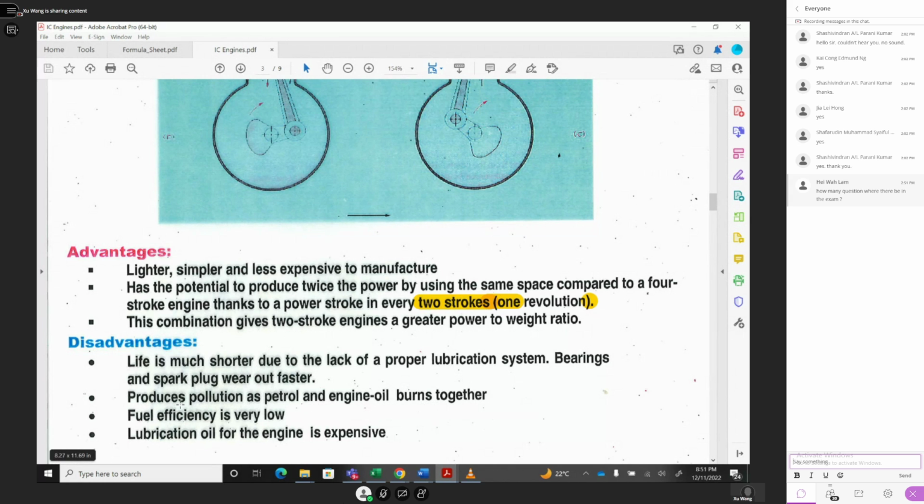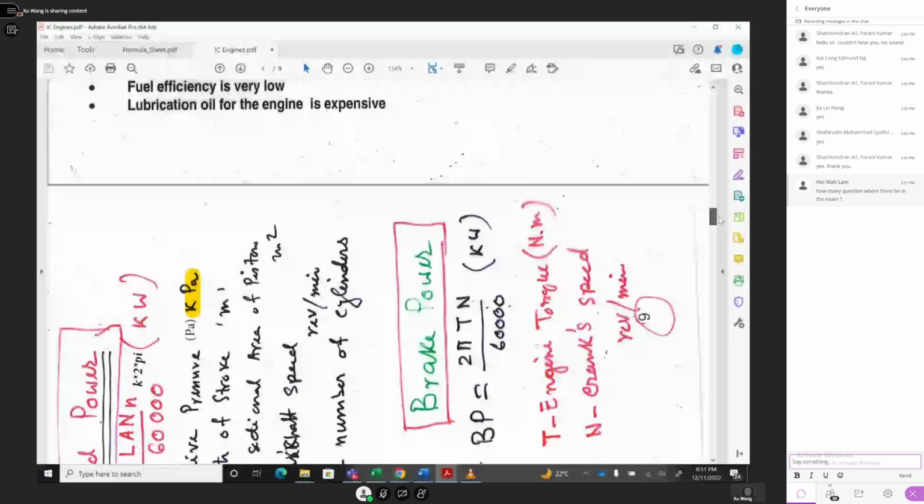And because the combustion ratio is not very high, fuel efficiency is low. Also, lubrication oil for the engine is expensive. That's why the fuel price is expensive. That's a disadvantage of the two-stroke engine.